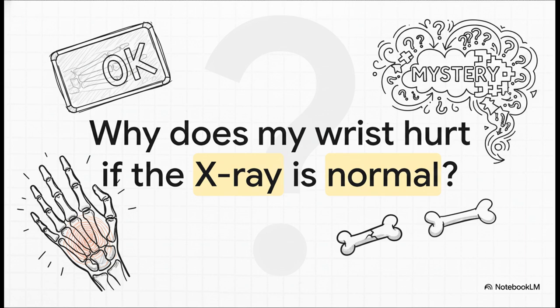So here's the question that kicks everything off. And believe me, it's a frustrating one. You're asking yourself, why does my wrist hurt so bad when the x-ray is totally normal? You feel it, right? The pain, the weakness, the stiffness. You go in for that x-ray thinking, finally, I'll get some answers. And then, nothing. It comes back clean. Well, that exact moment of confusion, that's where the story of Kienbock's disease really begins.